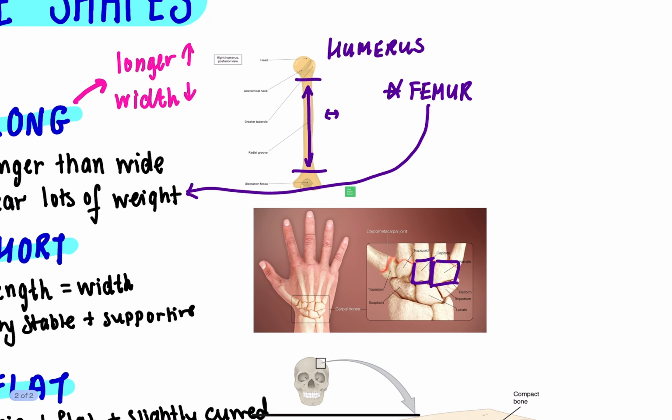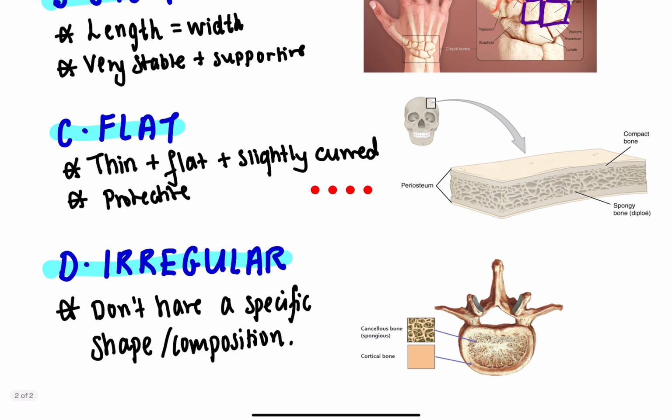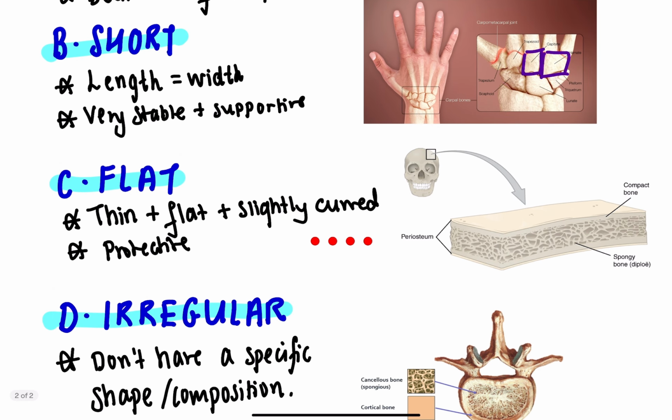When we compare that to the long bone, we can clearly see a difference in their structure. The role of short bones is typically to provide stability and support, which we know in the wrists. We do have a lot of stability and support. So our short bones are doing their job appropriately there.